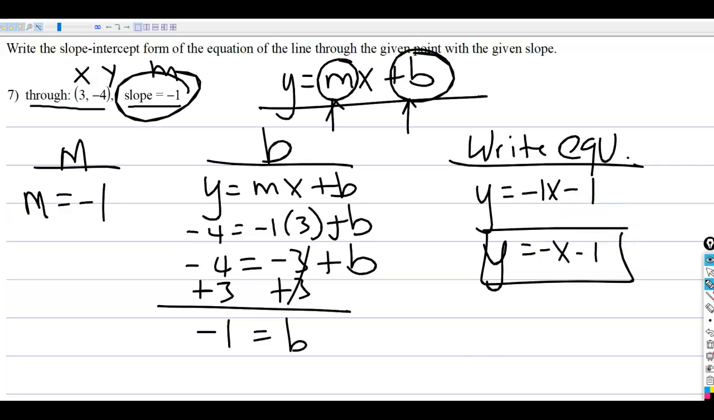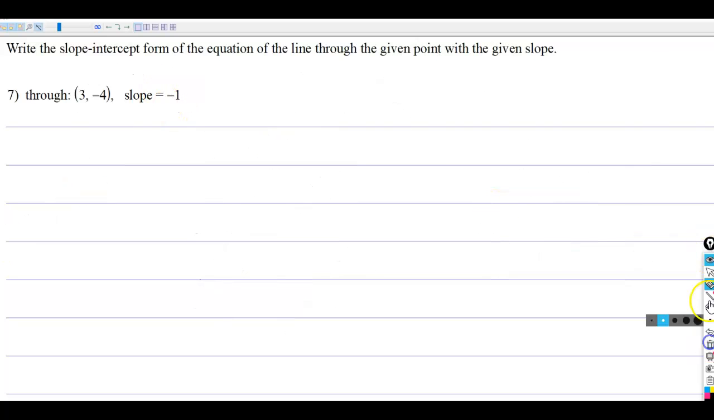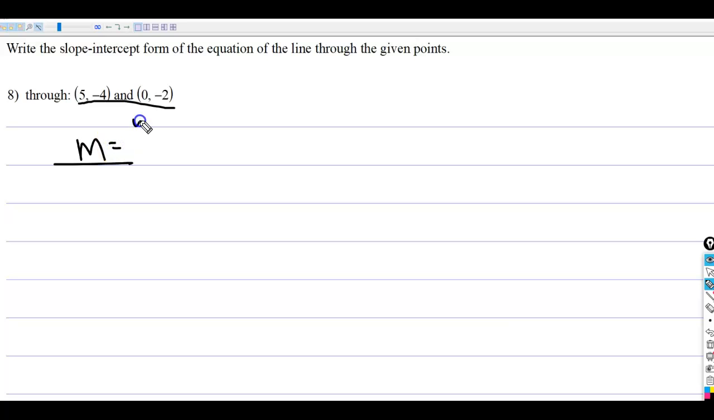Okay, so that's how we find the equation of a line with a slope and a point. Let's take a look at another version of this question. Sometimes they'll ask you to do the same thing, but they'll just give you 2 points. When that happens, you have a little bit more work to do to find your slope. In this case, we don't know what our slope is. So instead, we're going to use the slope formula: y2 minus y1 over x2 minus x1.